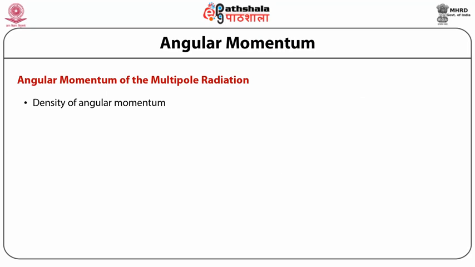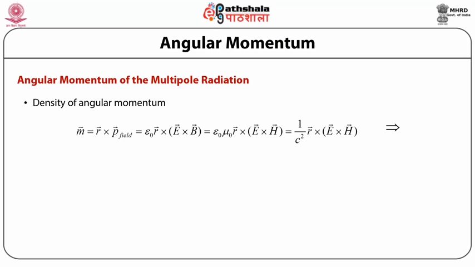So now let us study the angular momentum of the multipole radiations. The angular momentum density M vector equals r vector cross p vector field, which equals epsilon naught r vector cross E vector cross B vector, which equals epsilon naught mu naught r vector cross E vector cross H vector, which equals 1 divided by c square into r vector cross E vector cross H vector.